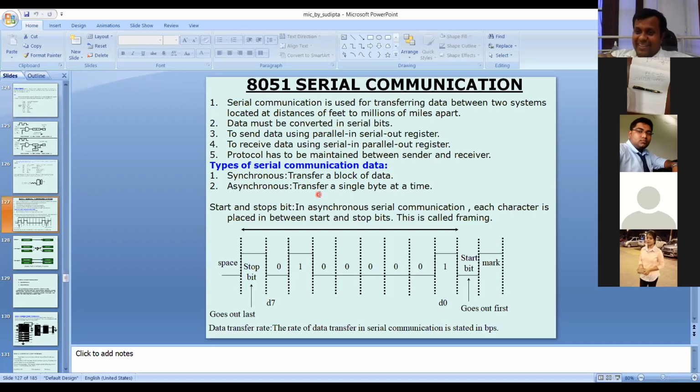So, are you able to understand? No, sir. I am asking you after transmit a block of data, I am giving the function, that is yes or no. Is it clear? Yes, sir. Yes, sir. Next.